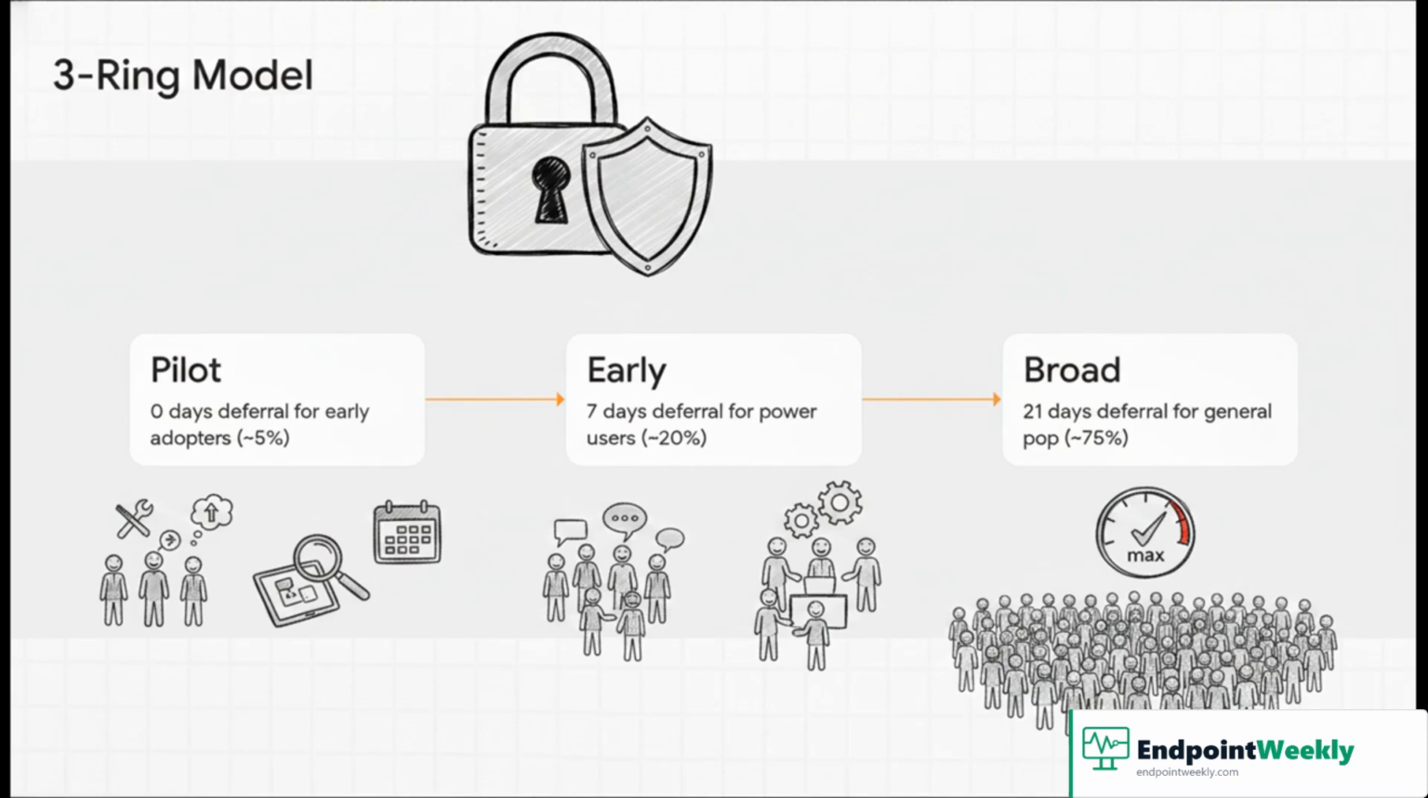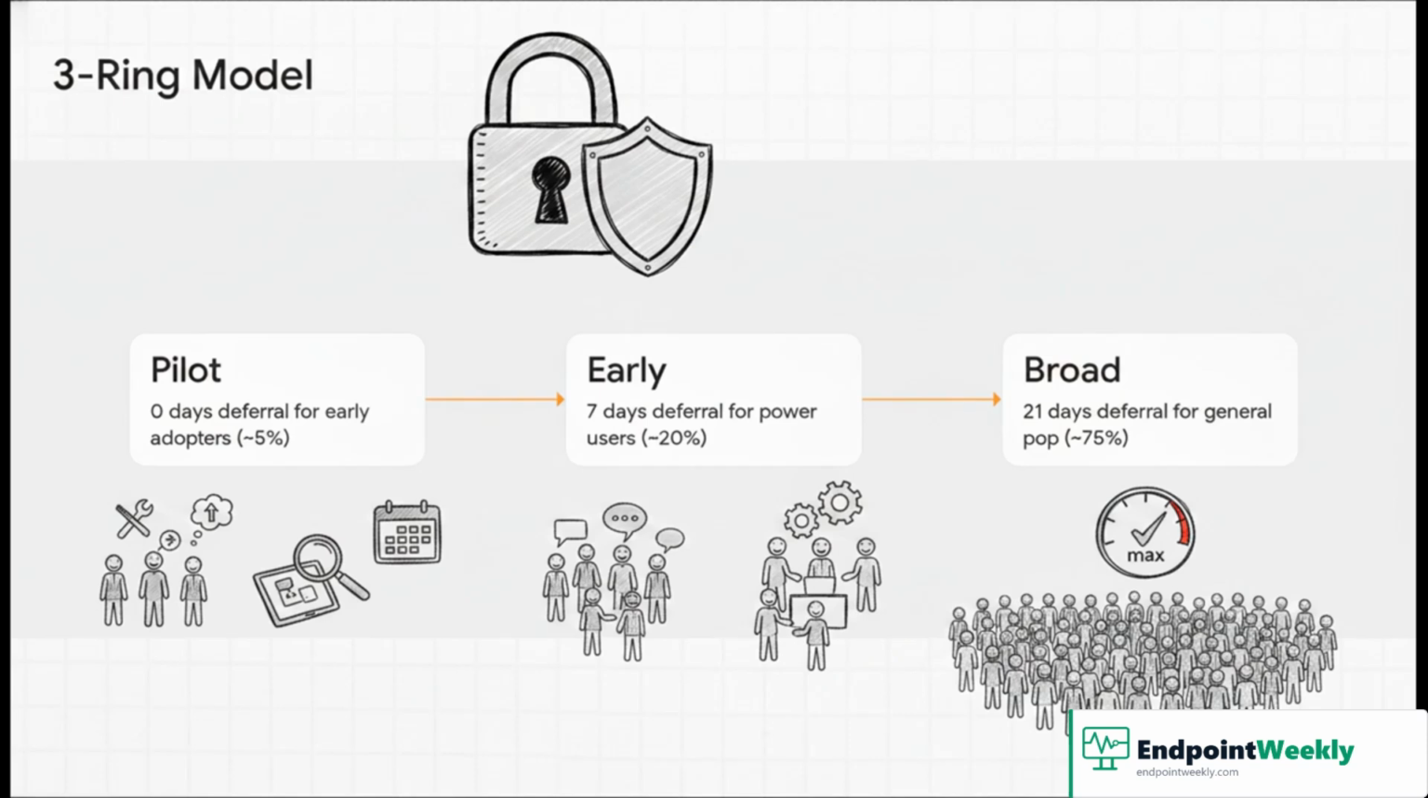And by the way, this exact underlying philosophy is what powers automated solutions like Windows Autopatch. Step 1 is your pilot ring, running with 0 days of deferral. This hits about 5% of your users, mostly your IT team and early adopters, designed to catch immediate glaring issues.